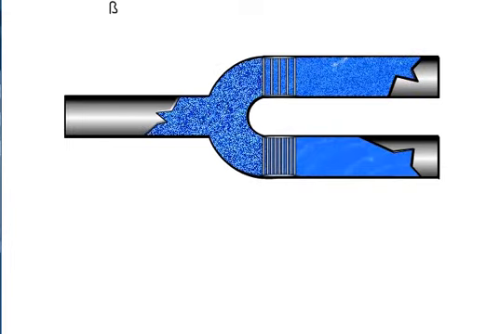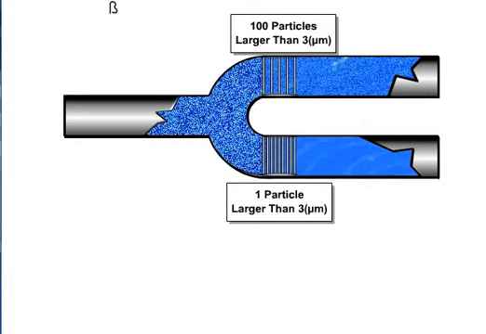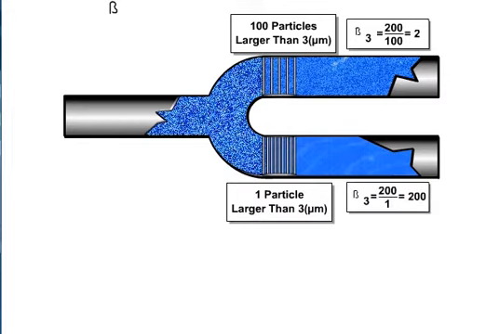A filter that allows more particles through, or in other words, one that is less efficient, has a low beta ratio. You can see that the filter at the top allowed 100 particles through. The filter on the bottom allowed only 1 particle through. If we apply these numbers to the beta ratio formula, we can see that the filter at the top has a lower or less efficient beta ratio, and the filter at the bottom has a higher or more efficient beta ratio.